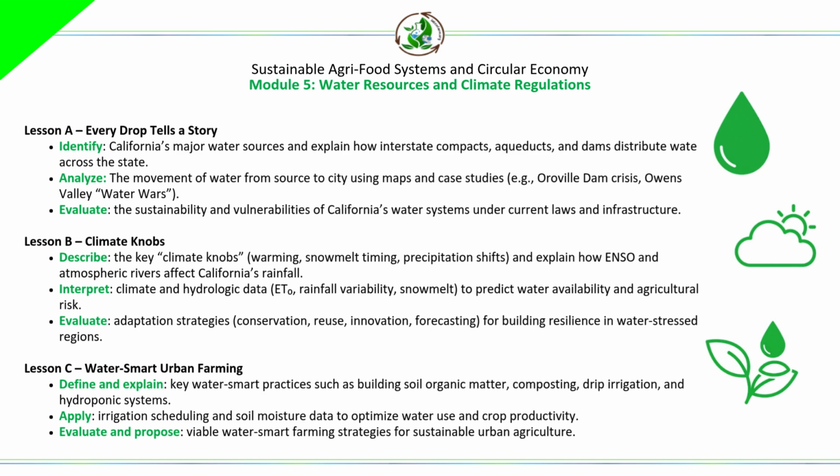By the end of these lessons, you should be able to see how water management, climate knowledge, and smart farming practices come together to support sustainable urban agriculture.